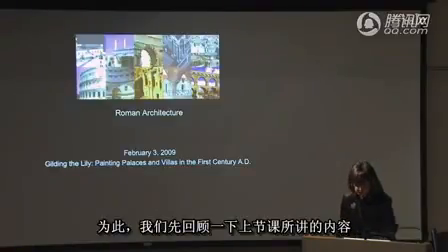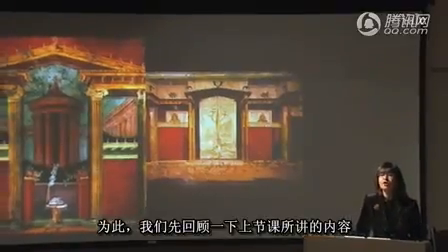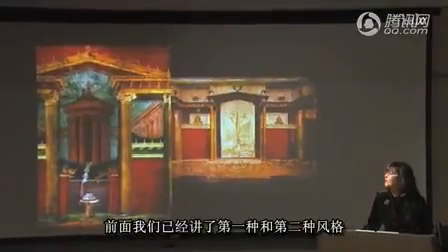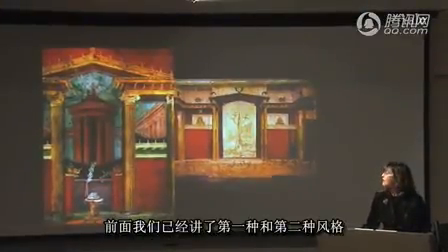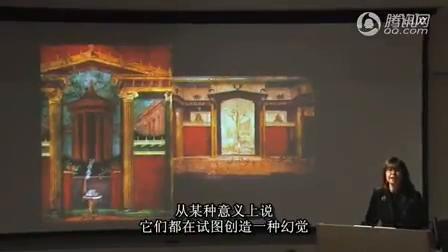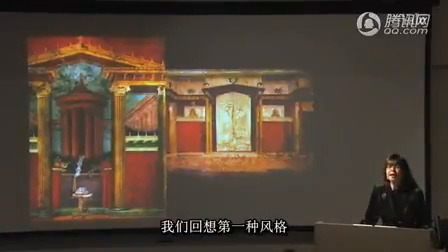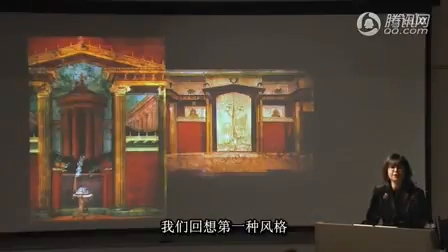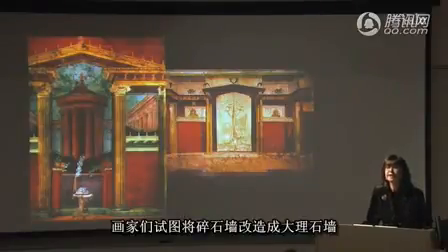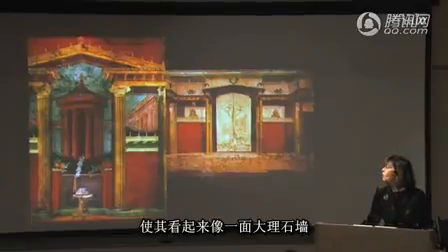In order to do that, I just want to remind you of what we talked about last time. We covered the 1st and 2nd styles of Roman wall painting. And you'll remember that what they had in common is that they both tried to create an illusion of what they weren't, in a sense. Think back to the 1st style, when the painters tried to transform a rubble wall into a marble wall, to create the illusion that it was indeed a marble wall rather than a rubble wall.